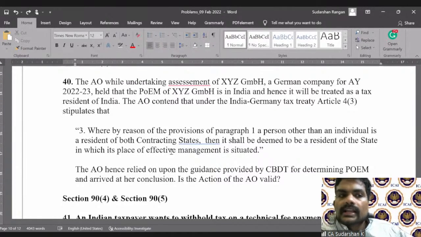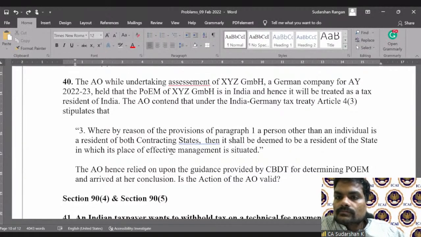Now look at Article 4.3 in front of you. Under this question, under Germany, by virtue of being incorporated, XYZ will be a German company, a German tax resident. But the Indian AO says you have place of effective management in India, so therefore you become a resident.